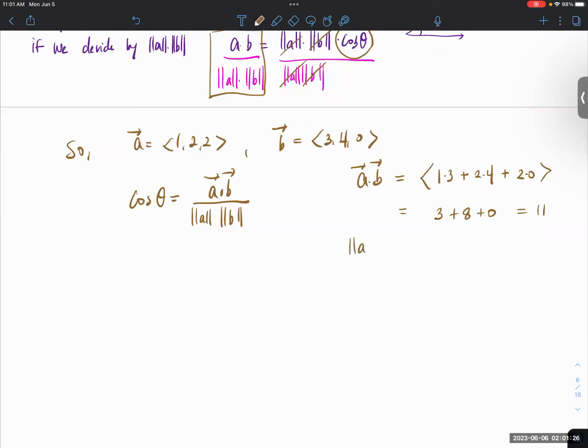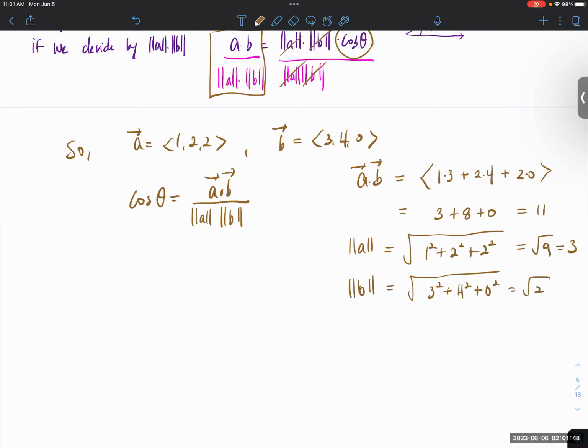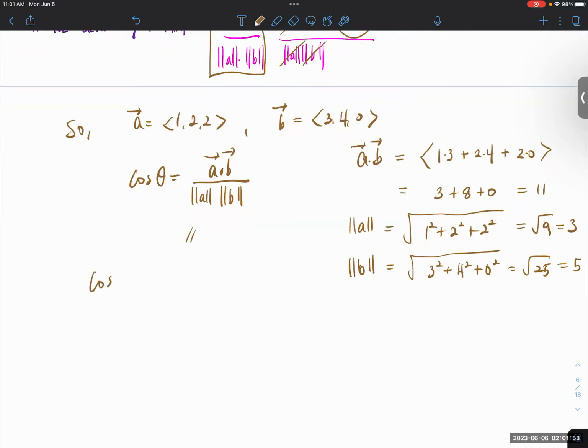And we can also find the magnitude of a, using the magnitude formula: each component squared, from chapter 2.1. So you get radical 9, which is 3. We can find the magnitude of b: 3 squared, 4 squared, 0 squared, that is 25, so we got 5. So cosine theta is the dot product 11 over 3 times 5, which is 11 over 15. Are you guys following? This is cosine theta.